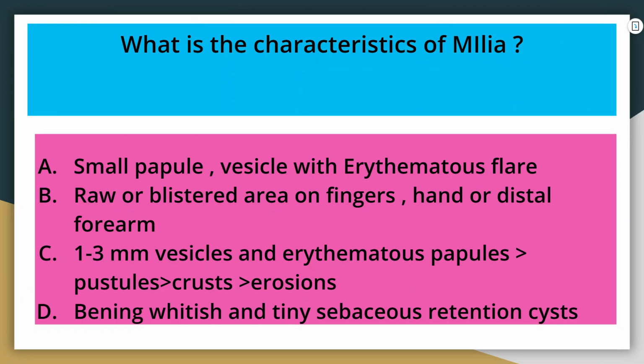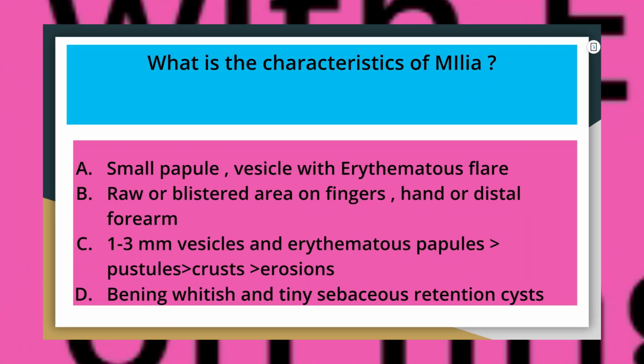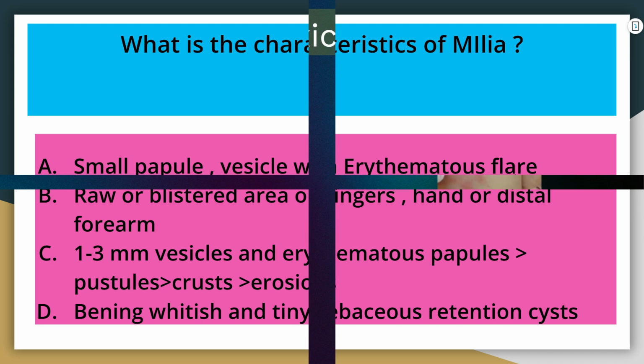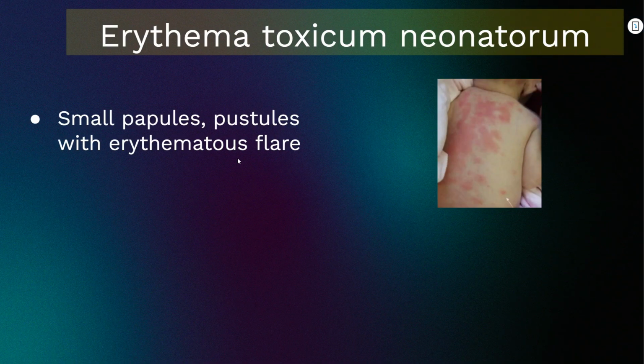The next question is, what are the characteristics of milia? Is it a small papule or vesicle with erythematous flare, a raw blistered area on fingers, hand and distal forearm, a 1 to 3 mm vesicle and erythematous papule, more than pustules, more than crust, more than erosions? Or is it a benign whitish tiny sebaceous retention cyst? So let us explore all the options one by one. Small papule, pustules and erythematous flare, then it is erythema toxicum neonatorum.